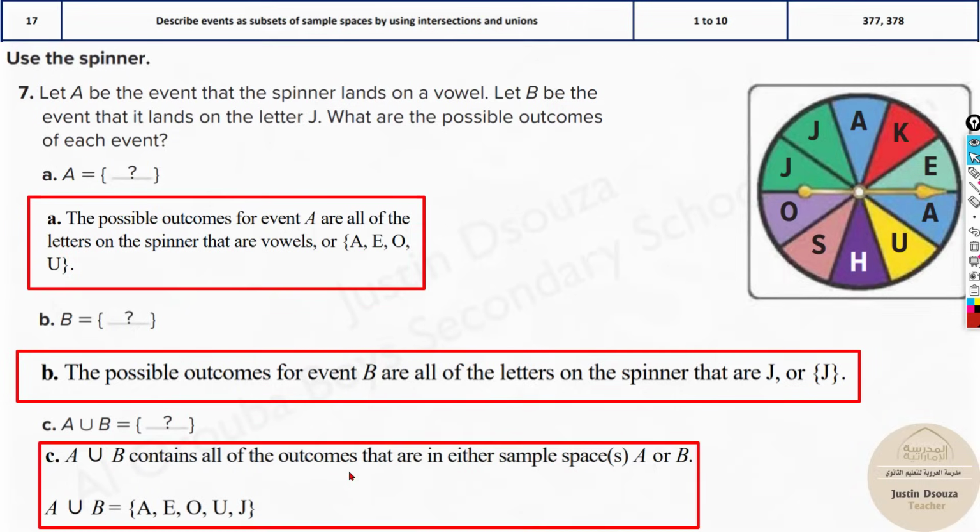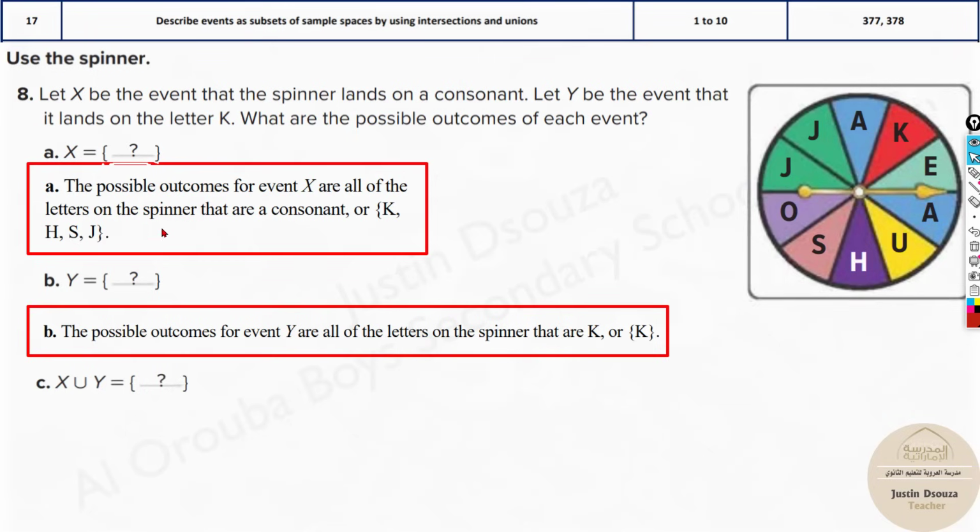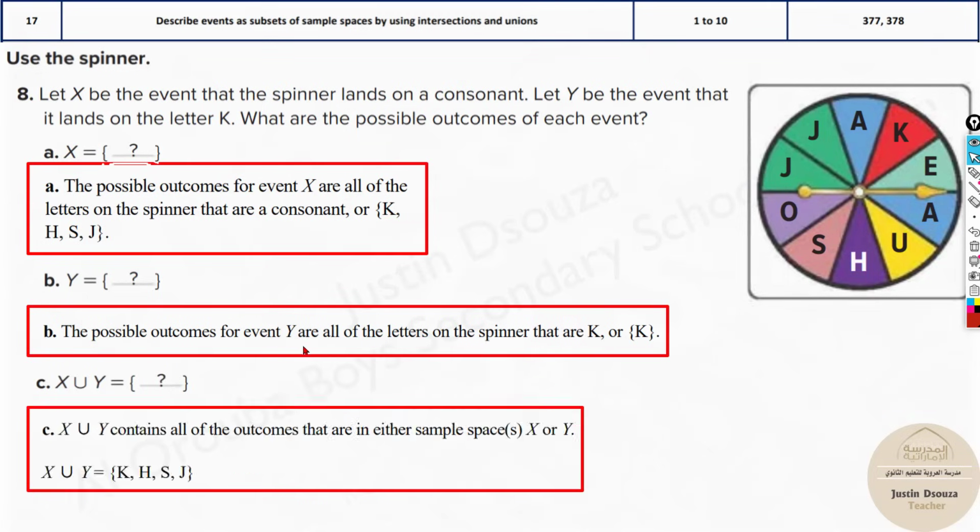That's the answer. Now the next problem is again the same, but they have asked consonants this time. So consonants is anything other than vowel. It's K, H, S, J. So those are the consonants. And over here, what is the next one? It lands on K. Landing on K is only one possibility, that's K. And write all of them together. But here K is already mentioned in the set A, right? So you just write the set A because we don't write K, comma K again, just once.